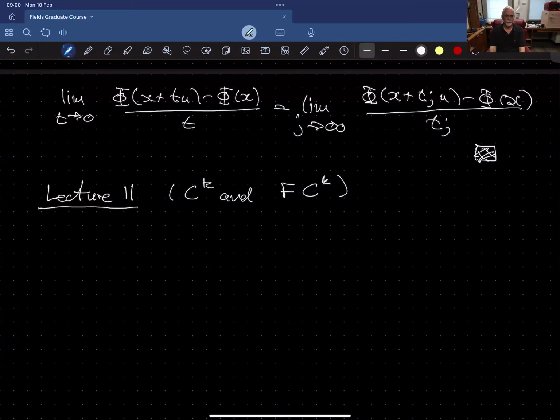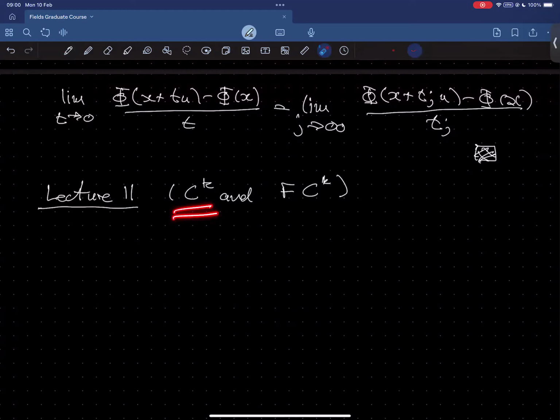Okay, I will begin. So today we're going to finish up calculus, and then we're going to start talking about geometry. So to finish up calculus, we're going to talk about precisely the relationship between two versions of differentiability, the one we have been talking about, which are functions of class CK.